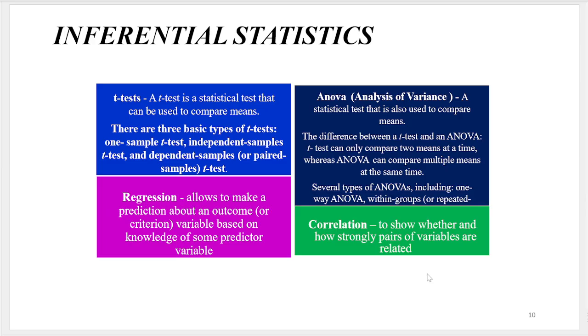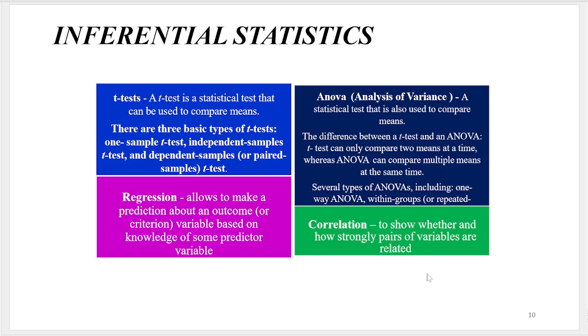In this slide, we have some statistical tools that are related to inferential statistics. For example, t-test. A t-test is a statistical test that can be used to compare means. There are three types of t-tests we have. The first one is one sample t-test. It is used to compare the mean of one sample or one group to a target value or standard value.